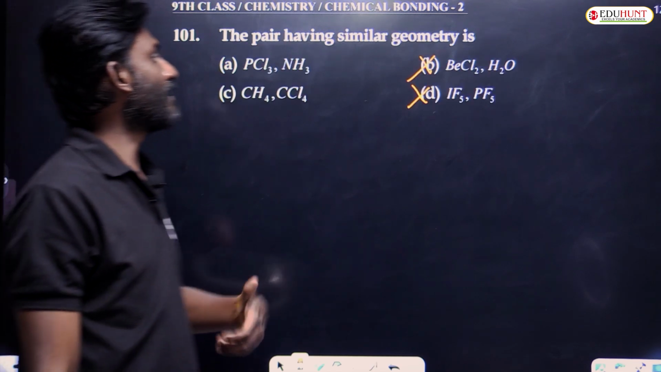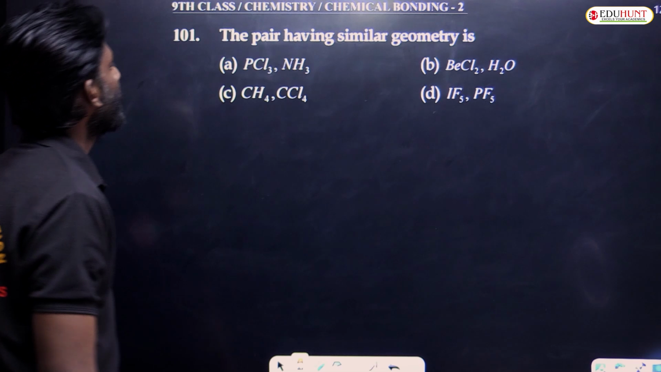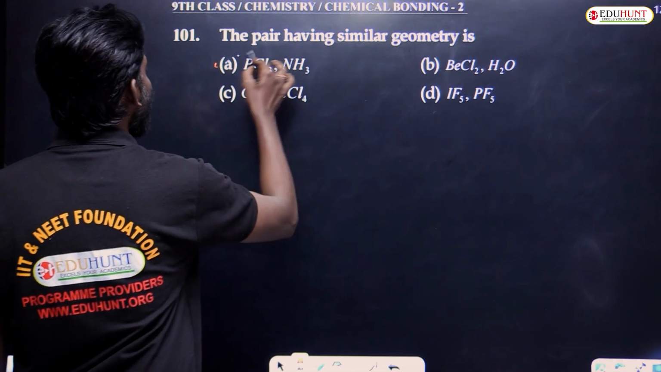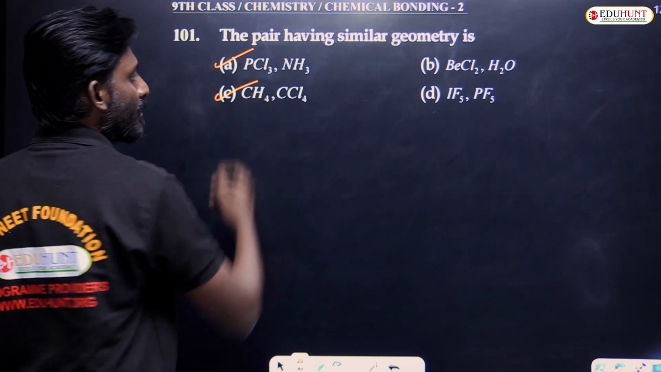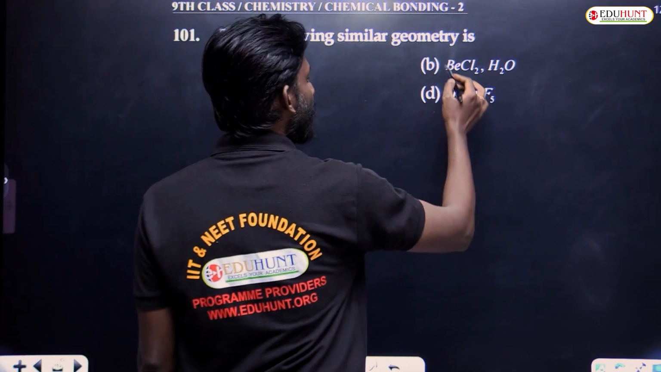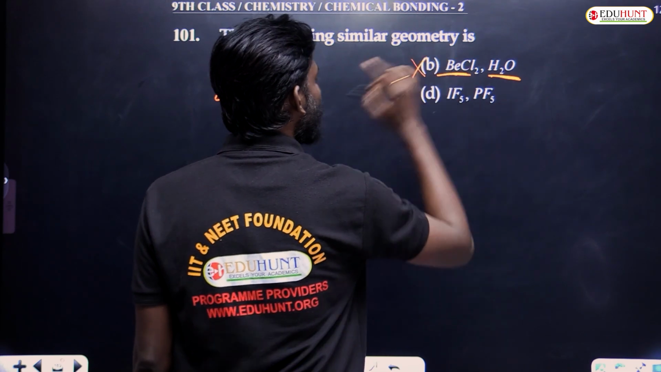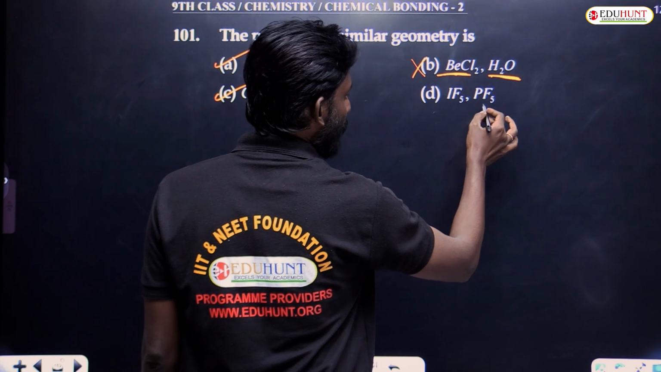The pair having similar geometry: see, PCl3 and NH3, both are having tetrahedral geometry. CH4 and CCl4, tetrahedral. BeCl2 is linear, H2O is angular, right? So IF5 and PF5, this is a trigonal bipyramid.